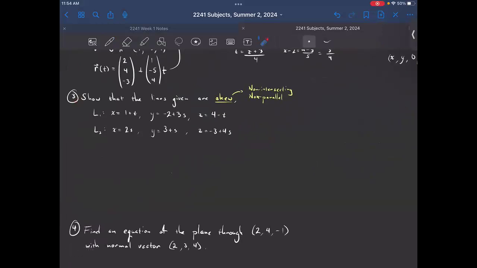All right, next up is problem number 3. Here we want to show that the lines given below are skew. Now, skew means that they are non-intersecting and non-parallel. If we look at these lines, L1 and L2, we're given parametric equations for each. They have different parameters, T and S (that should have been a T, not an S), just to keep us from coordinating the motion along each line. We want to be able to move points along those lines independently.